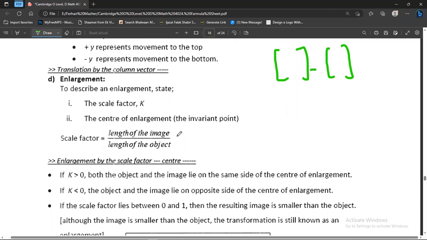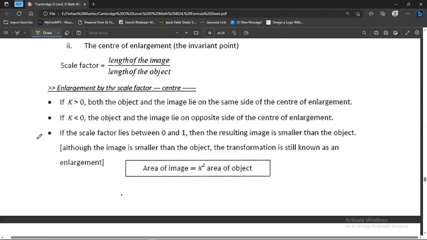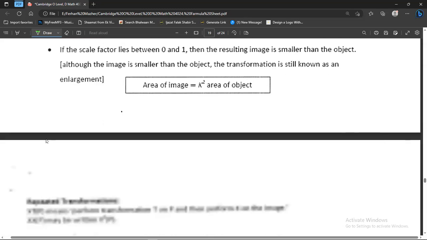Enlargement by the scale factor: if the scale factor is positive, both the object and the image lie on the same side of the center of the enlargement. If K is negative, meaning K is less than 0, the object and the image lie on the opposite sides of the center of enlargement. If the scale factor lies between 0 and 1, then the resulting image is smaller than the object. Although the image is smaller than the object, the transformation is still known as enlargement. Area of the image is equal to K squared times the area of the object.